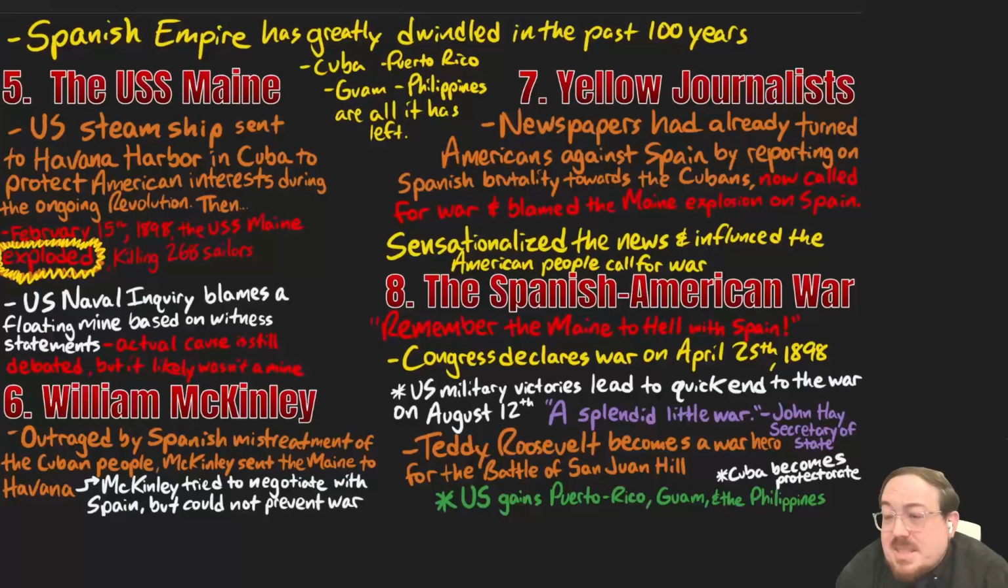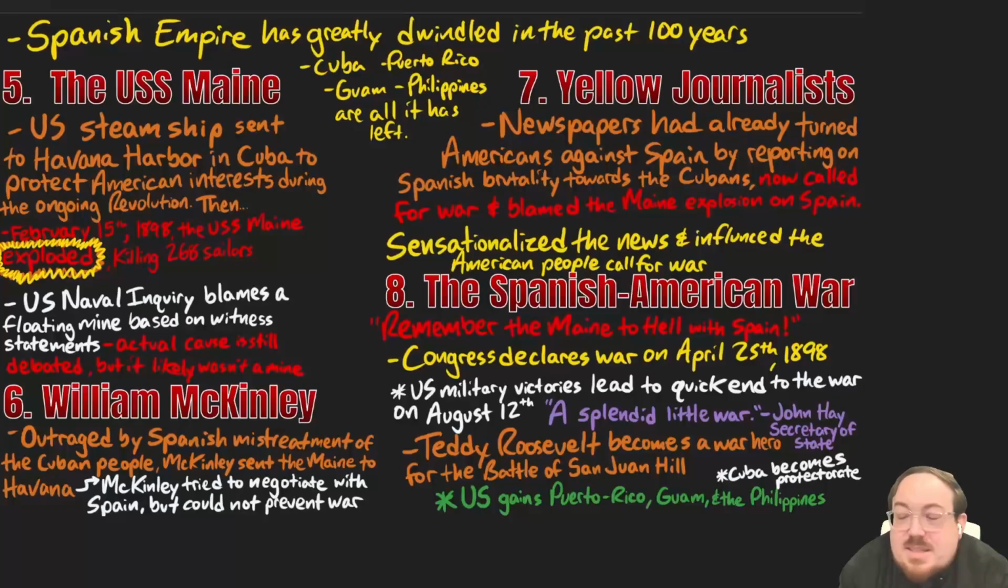And ultimately, they will be successful. The American people will call for a declaration of war with Spain. Congress will vote to declare war on April 25th, 1898. The rallying cry for the war is "Remember the Maine, to hell with Spain." And the war is over by August 12th. It is about 3 months of actual fighting.